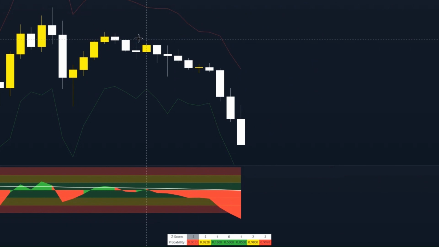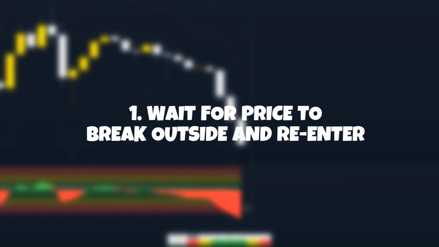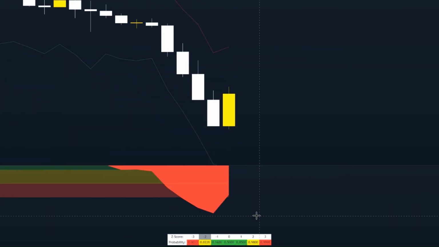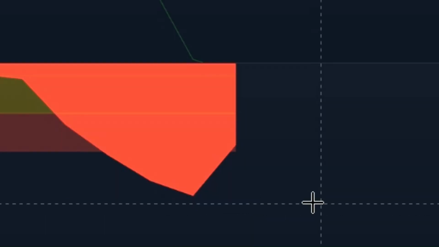So right here we can see price is selling off in a downward direction, and the histogram has actually left outside of the red zone. So now our first step for taking entries is to wait for price to come back inside this red zone after the breakout, and then we wait for a candle close. You can see right here that the indicator has come out and finally closed back inside the red zone.